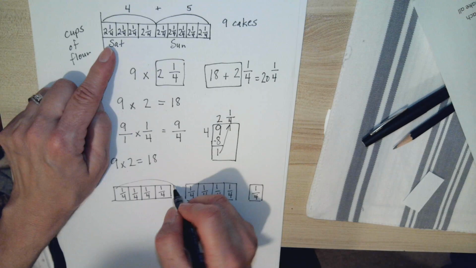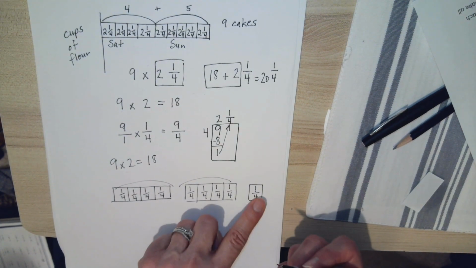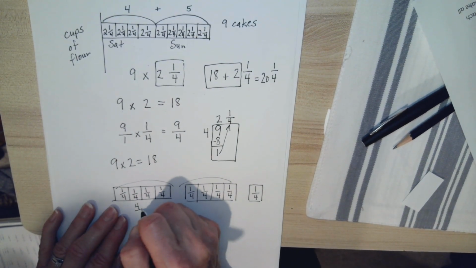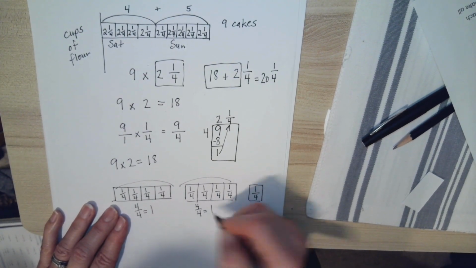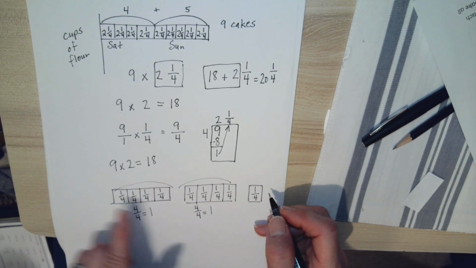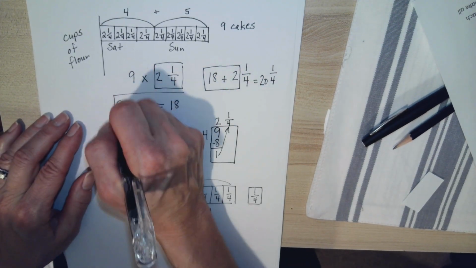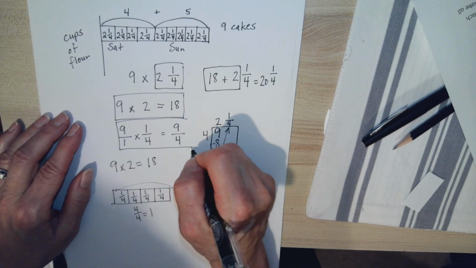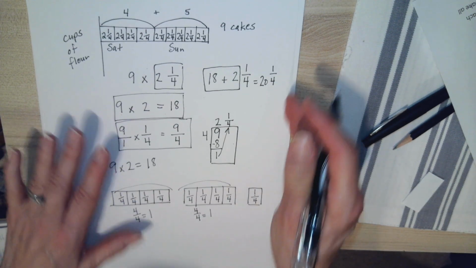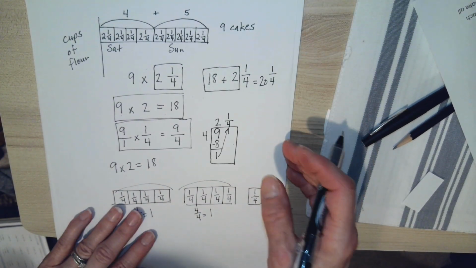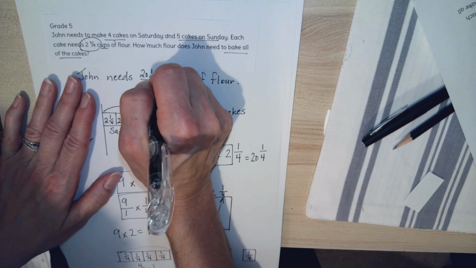So that's 2 wholes and 1/4. We're at 18, 19, 20, and 1/4. Okay, this 4/4 is the same as a whole, 4/4, same as a whole, and 1/4. So if you needed to draw a model to show it, or if breaking it apart and doing your 9 times 2 and then your 9 times 1/4 is confusing to you, there's other strategies that you could use. But whichever one you used, you would come up with 20 1/4 cups of flour.